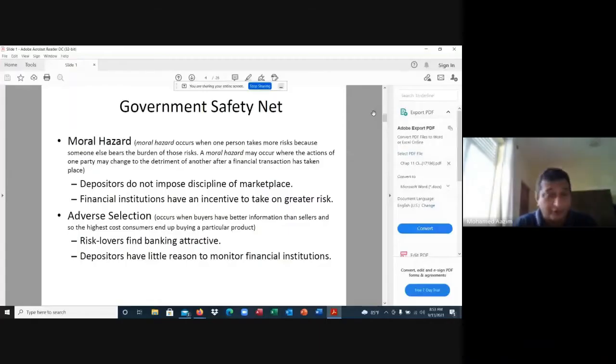Even in today's handout, if you look at slide number 4, you have a moral hazard consideration with respect to the government safety net. Within brackets, you can see moral hazard occurs when one person takes more risk because someone else bears the burden of those risks. Who bears the burden of the risk that you are taking here? Either an organization; somebody is there to protect you.